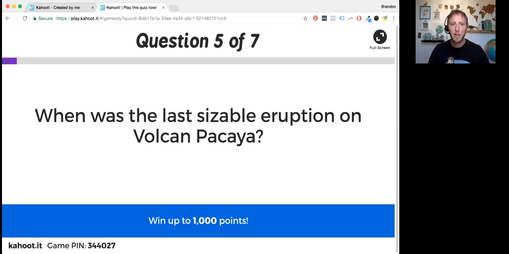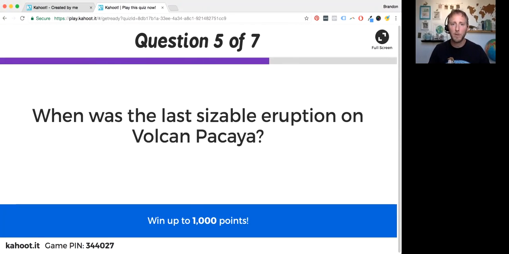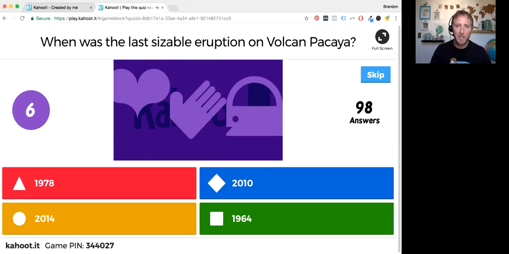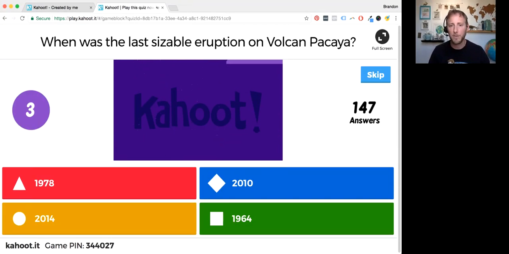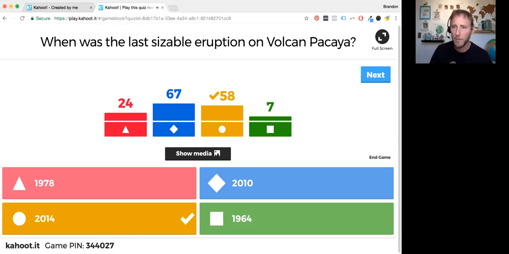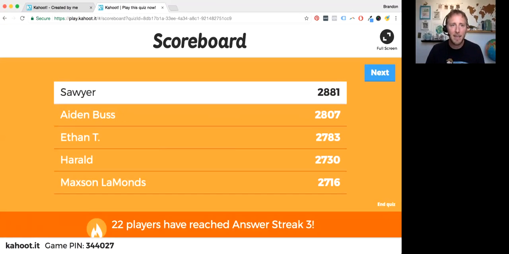Next question. When was the last sizable eruption on Volcanoes? When was the last major eruption? Was it red 1976, blue 2010, yellow 2014, or green 1964? All right, so sometimes it gets confusing talking about dates, but 2010 was the lava that we walked on, but 2014 was the last major eruption. Great job for those of you who got that one. And we have a new leader, so Sawyer is a new leader.